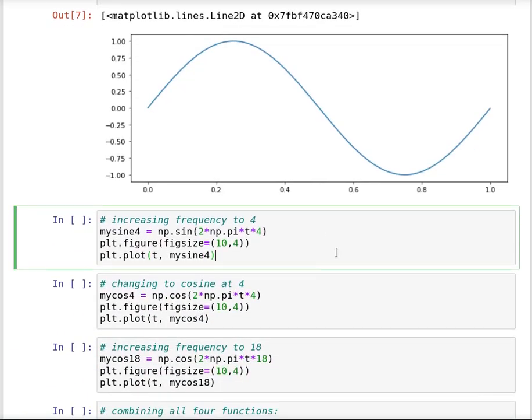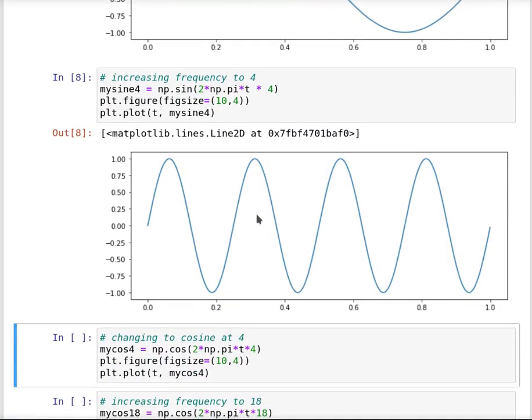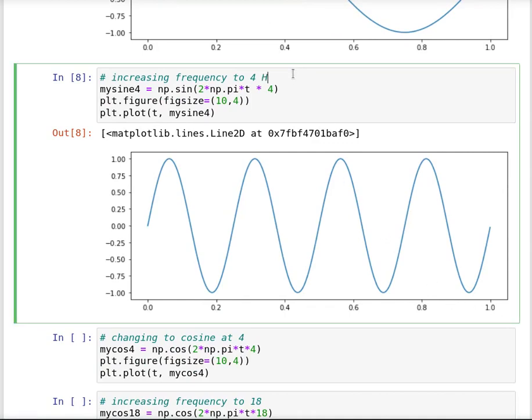We could also increase the frequency, for example, to 4. So in this code here, what I changed is just this bit. I'm multiplying everything that's inside the sine function here by 4. As you can see here, now we have 4 repetitions of the pattern, but along 1 second, still 1 second. So that's what we call 4 hertz, because it's 4 cycles per second.